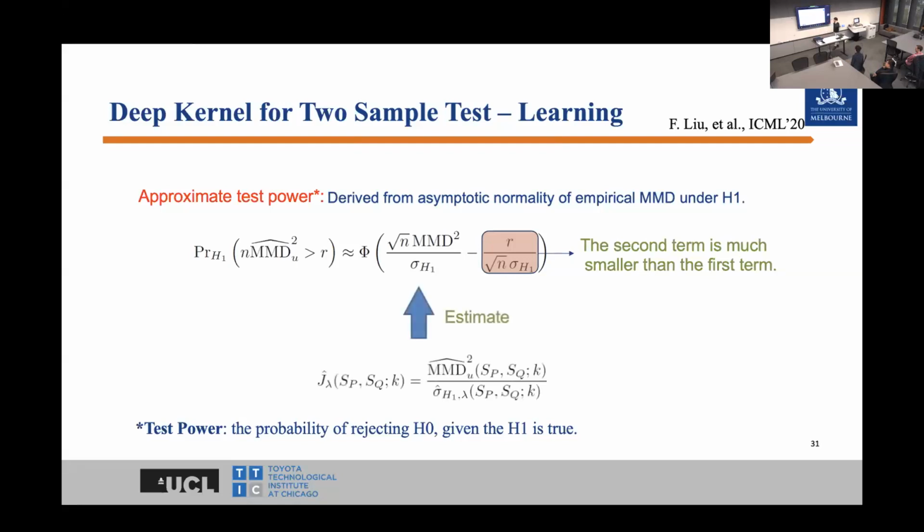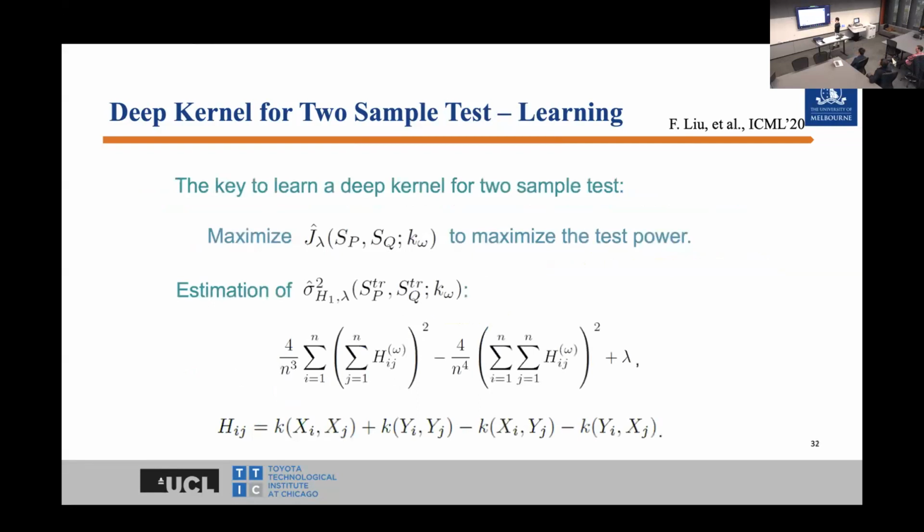So our objective is MMD squared over MMD squared's variance. We want to maximize this objective. If we maximize it, we will get a higher coefficient for the square root n, which means this probability will approach 1 at a higher rate. So this is our objective. Then our way to learn a deep kernel is to maximize this J-lambda-hat to maximize the test power. And for the estimation of the variance of MMD squared, we will use V statistics.